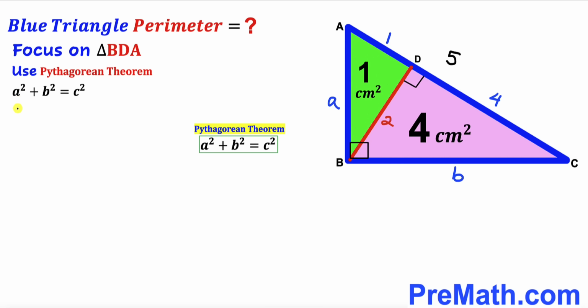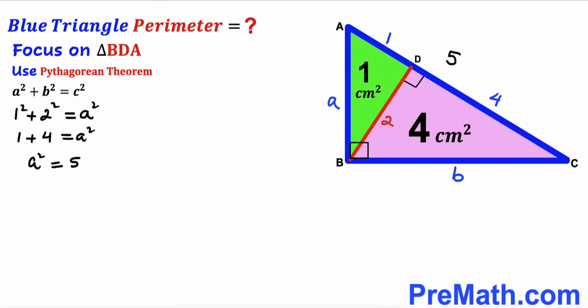Let's go ahead and fill in the blanks in this formula. So we are going to have 1 square plus 2 square equals a square. And now I'm going to undo this square. So therefore our lowercase a value simply turns out to be the square root of 5.